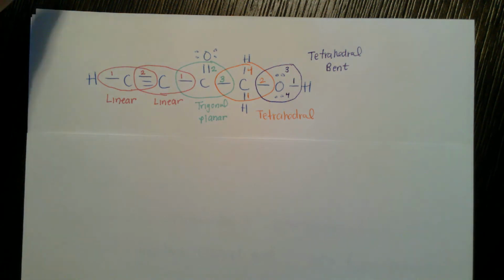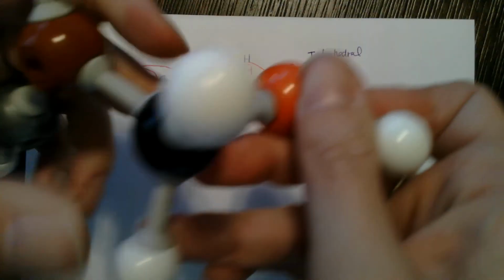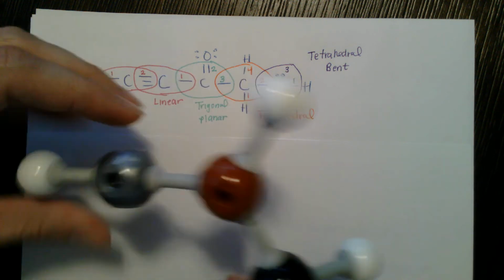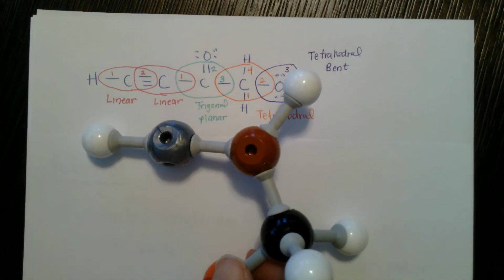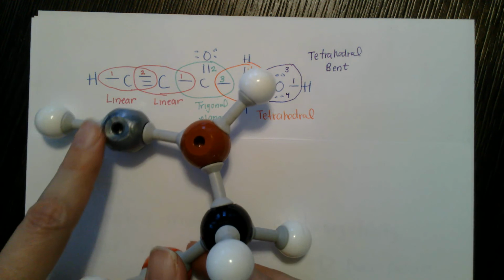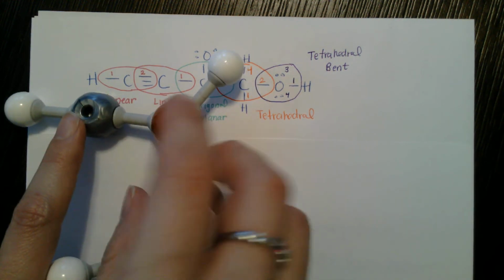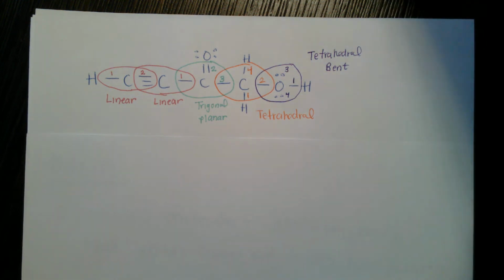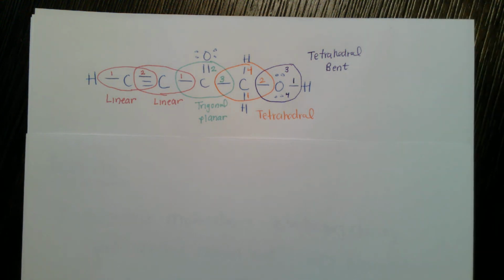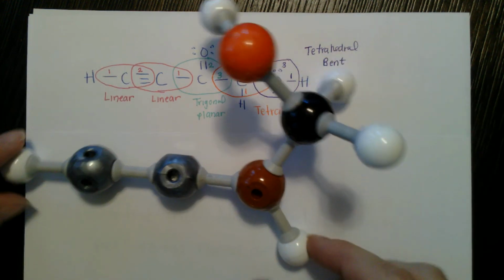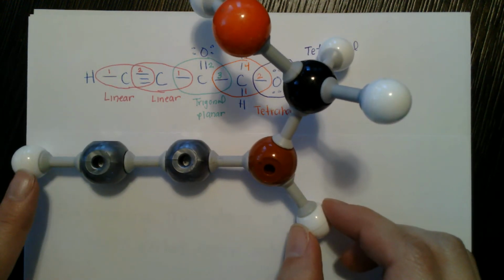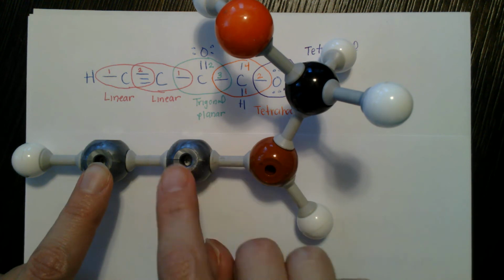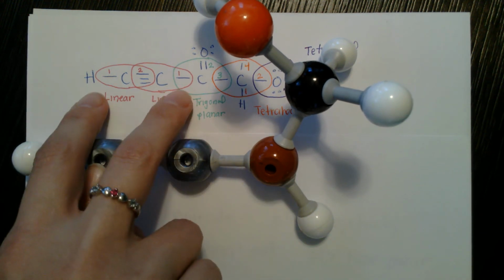So how does this even work? All right, so I built it. This first part is kind of what you'd expect. I think I'm missing a carbon actually. I am. Sorry about that. Here, put this guy in. All right, got it. So the first part is linear. I have my hydrogen, carbon, carbon. That's that first section here.